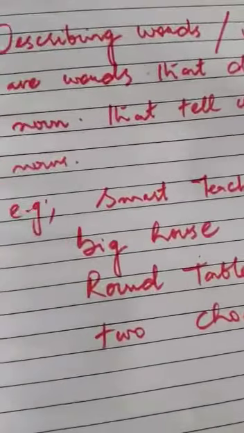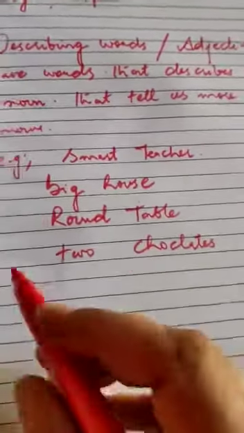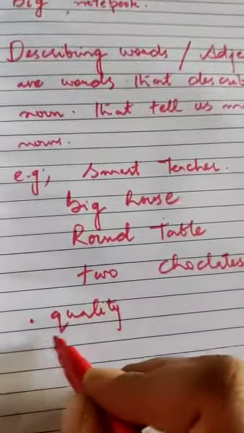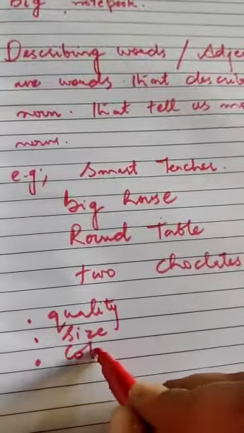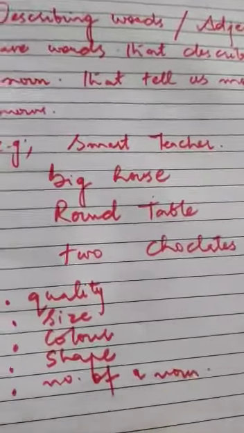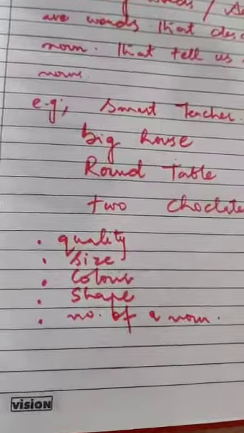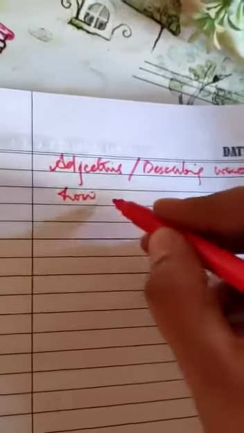So my dear students, we can see that adjectives or describing words, they describe about quality. We can write they describe about the quality, size, color, shape and number of a noun. Isn't it? My dear students, adjectives or describing words, they also tell us about how something or someone looks. For example, and that someone is a noun. Adjectives, or we can say describing words, they also tell us about that how something or someone looks.